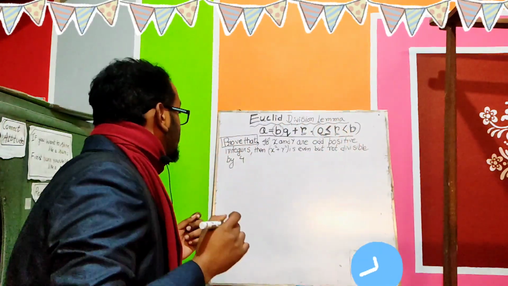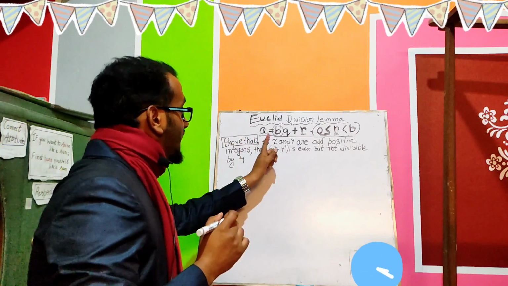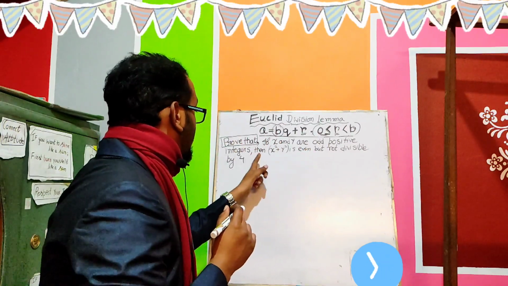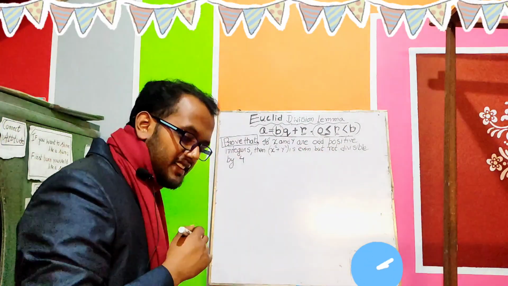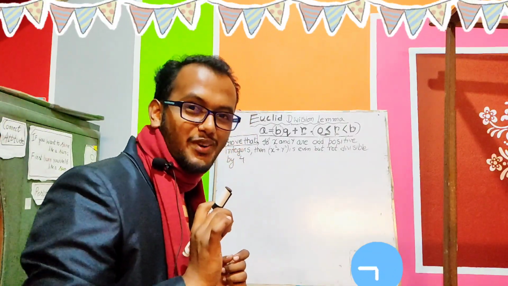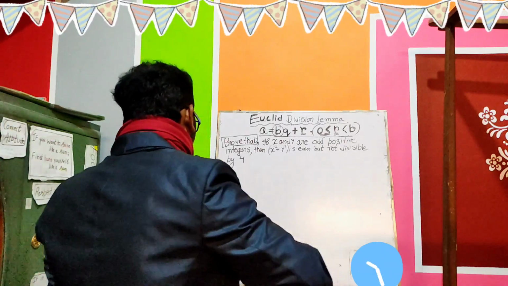Okay. So now let's do this one. What they have said: prove that if x and y are odd positive integers, then x² plus y² is even but not divisible by 4. Actually, this one is a very tricky question. Okay, so let's try this one.